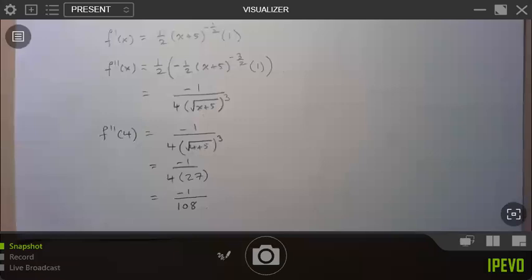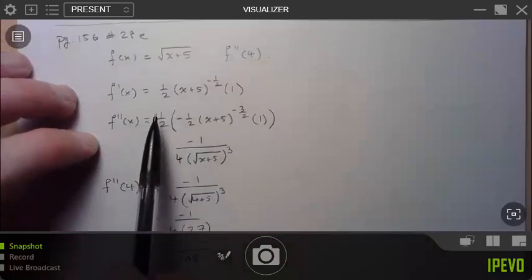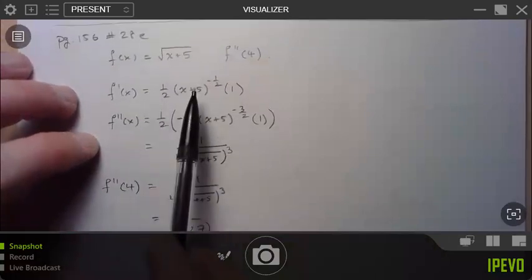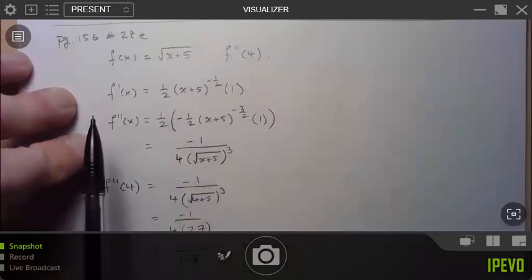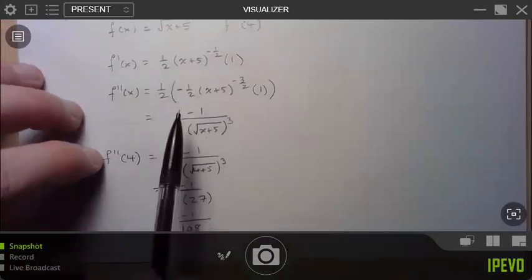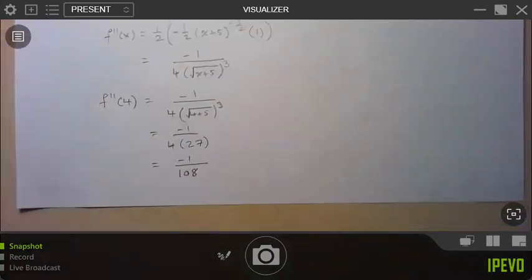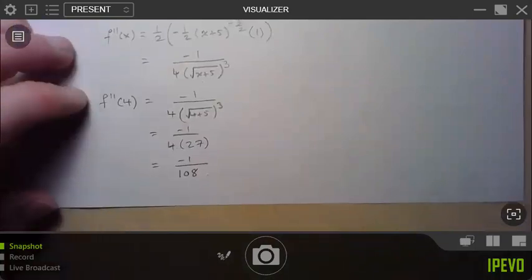Okay. So step number 1, take the first derivative. In this case, simplifying wasn't necessarily the best thing to do. Leave it in this form. Take the second derivative. And once you have the second derivative, input your value, and just be careful about the arithmetic. Any questions on this?